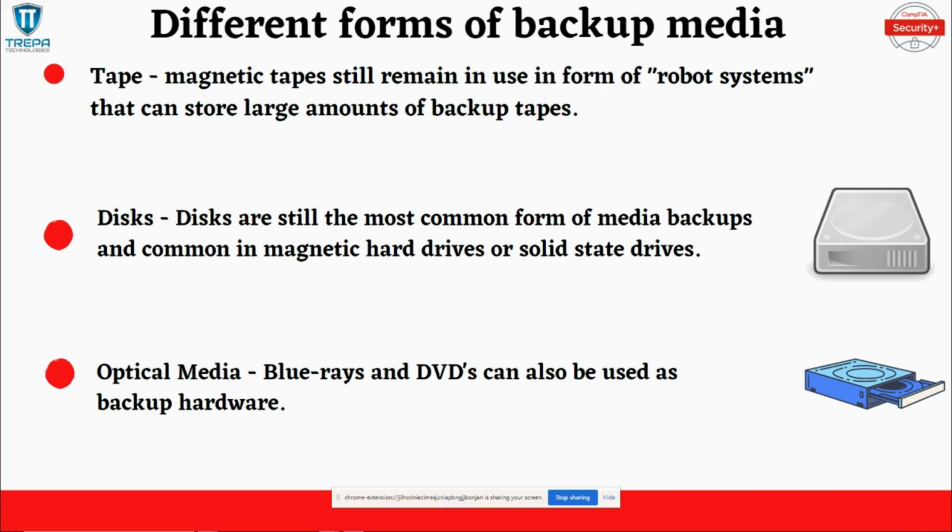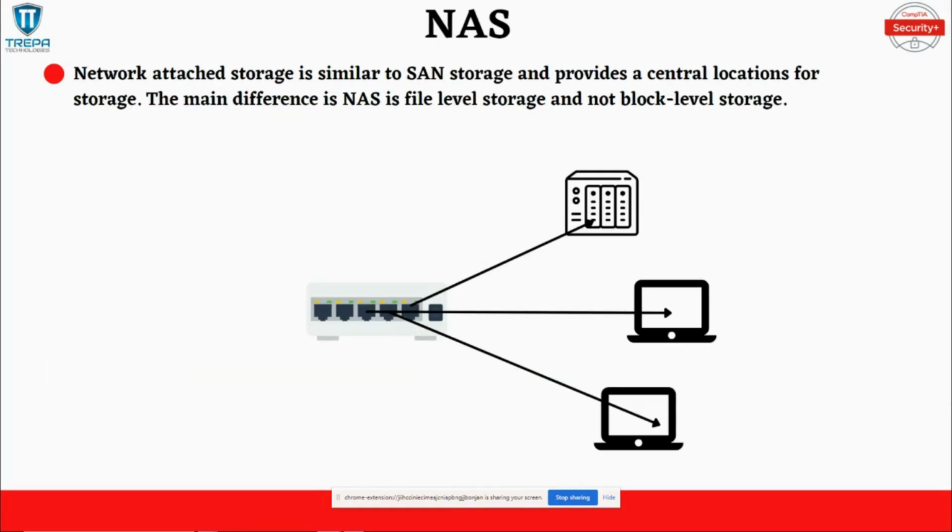And then we have disks. Disks are still the most common form of media backups. Disks are used in most storage systems, whether that's magnetic hard drives or solid state drives, right? So when we say disk, we mean hard drives or solid state drive disks, not DVDs or Blu-ray. Optical media is a term we're going to use to describe DVDs or Blu-ray discs that can be used as backup media. And now let's go over NAS.